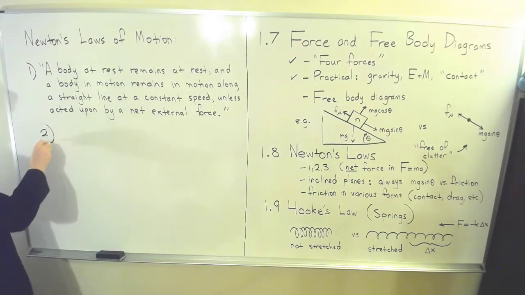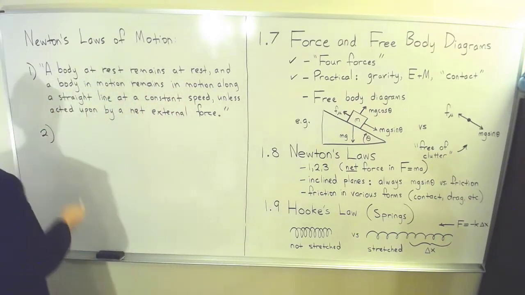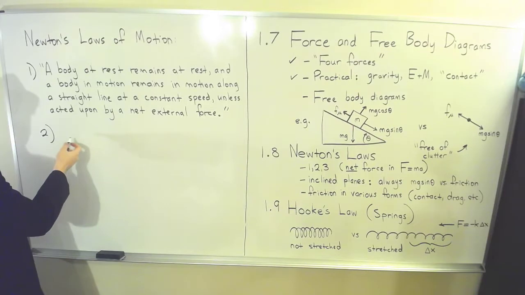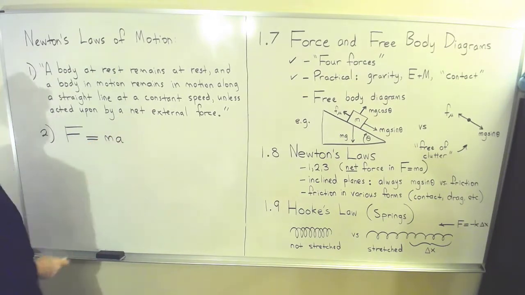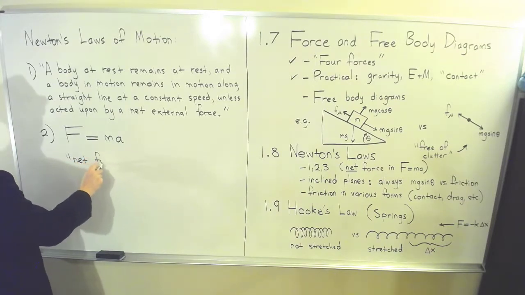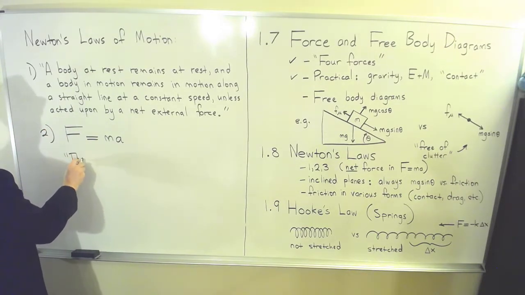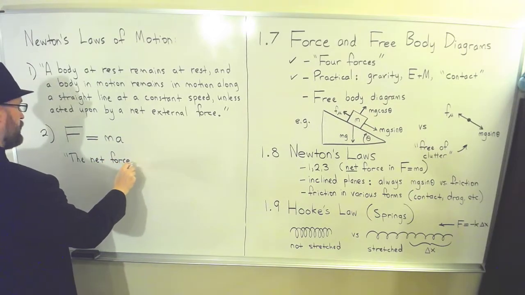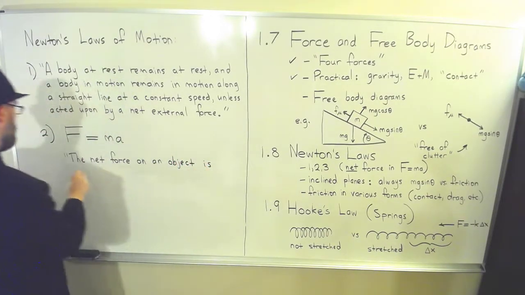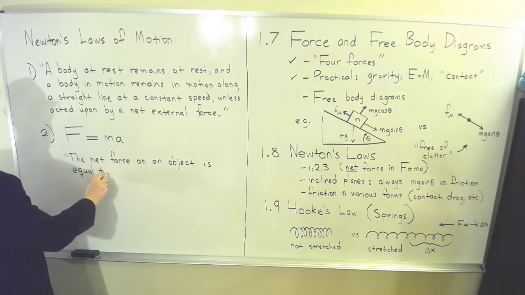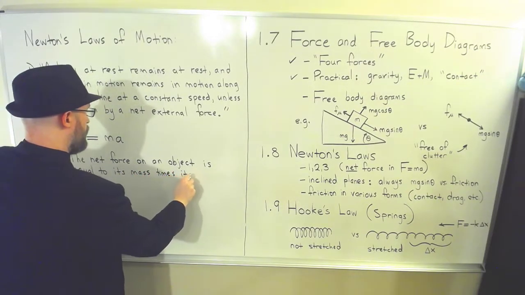What Newton's second law does is describe how the motion of an object changes if you do apply an external force. You can be as sophisticated about it as you want, but it's usually expressed by this equation, F equals ma. So what this says is the net force, let me capitalize this because I capitalized that one there, the net force on an object is equal to its mass times its acceleration.